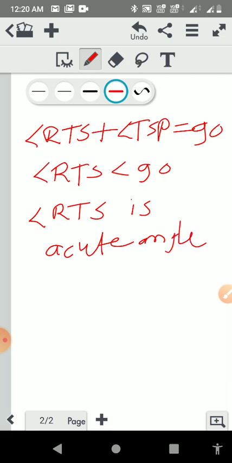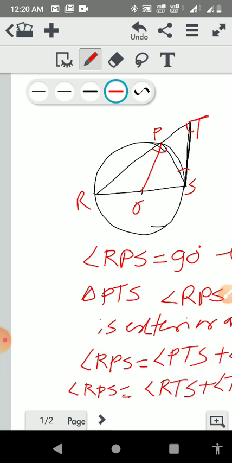So in this way we can easily prove it. I just repeat: I draw some construction here, I join RT and TS, then PS. These three lines get joined, then I use the principle that the angle inscribed in a semicircle is a right angle. So I get RPS as 90 degrees. Then RPS is the exterior angle of triangle PTS, so I write angle RPS equals angle PTS plus TSP, and PTS can be written as RTS, since R, P and T are collinear.